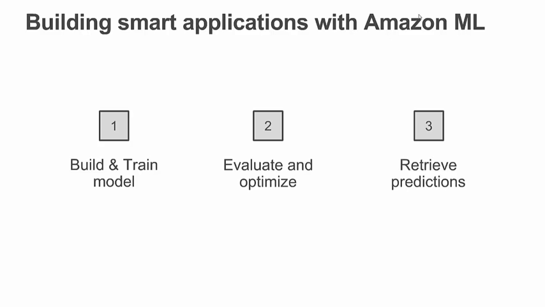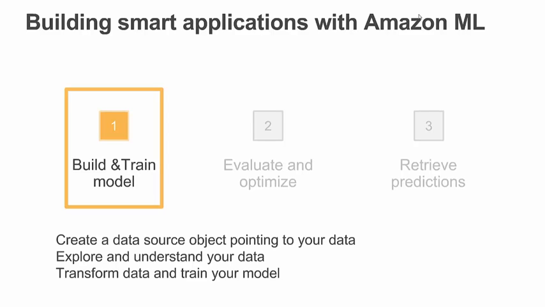So now let's talk about building smart applications. When building a model with Amazon Machine Learning, there are 3 stages to take into consideration. Build and train the machine learning model, then evaluate and optimize the model, and the final stage is to use the actual model to retrieve predictions. During the first stage, we first create a data source object that connects to your data and computes summary statistics on it, and then it surfaces up a really cool interactive data exploration experience so that you can inspect your data. Once you confirm your assumptions, you're then ready to transform and train your model.